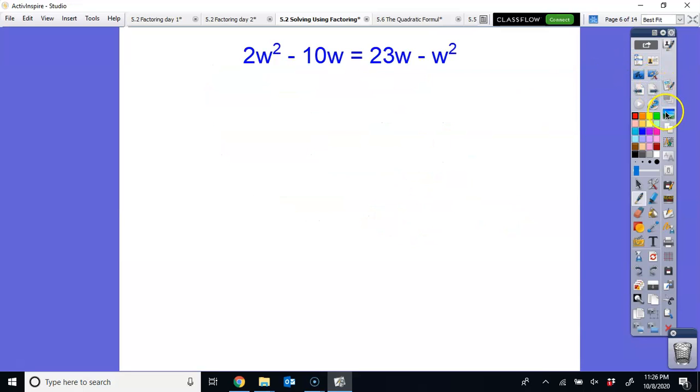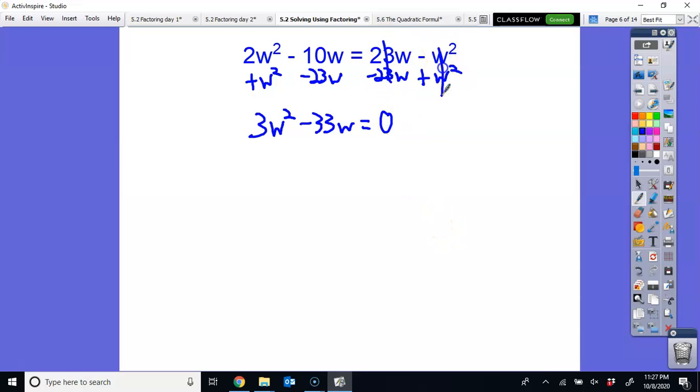Let's do one more of those before we apply that to a little word problem. And then I'm going to show you another way to solve besides factoring. So if I add on this one the w squared over here, that is 3w squared. I subtract 23w over here. That is negative 33w. These cancel, 0.